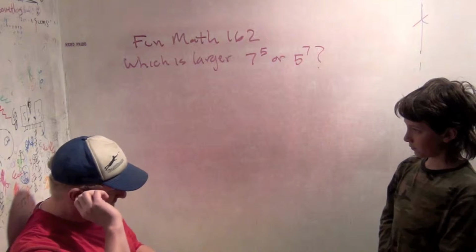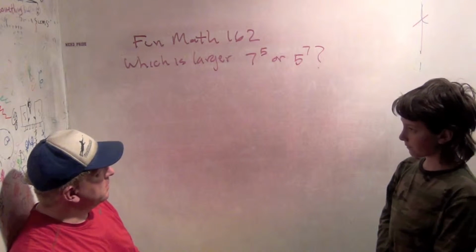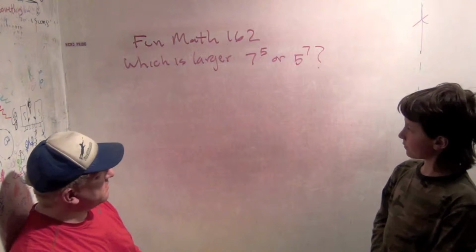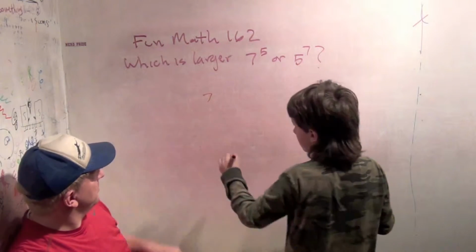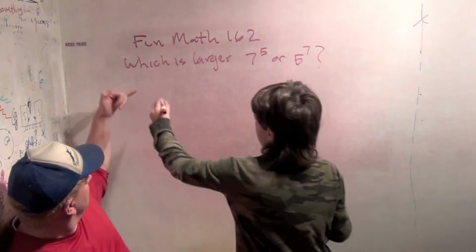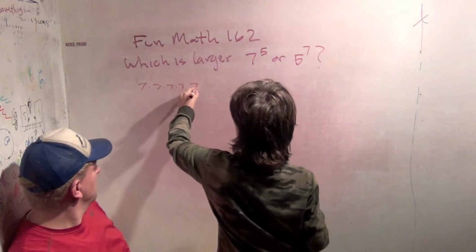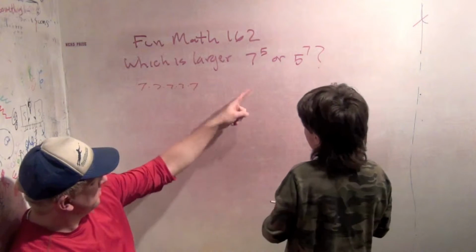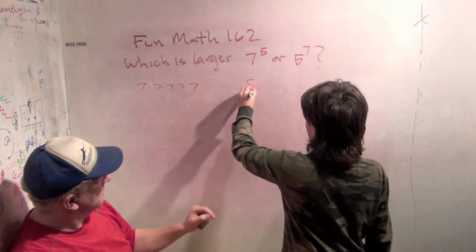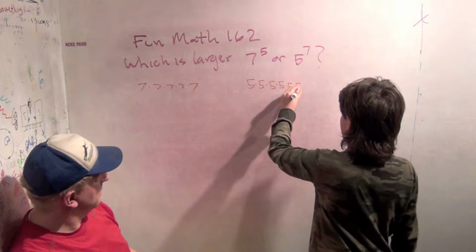So actually, I was really excited when you made up this problem. Ready to go through it? Okay. So what does 7 to the 5th mean? It means 7 times 7 times 7 times 7 times 7. And what does 5 to the 7th mean? 5 times 5 times 5 times 5 times 5 times 5 times 5.